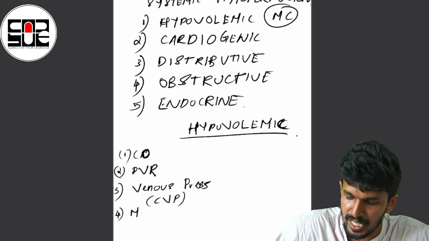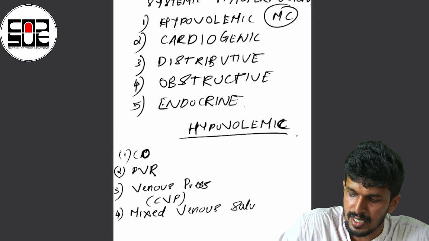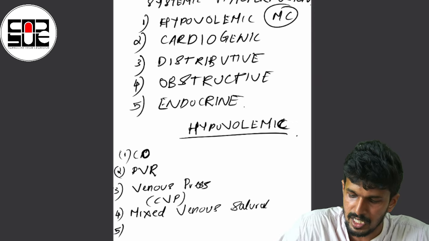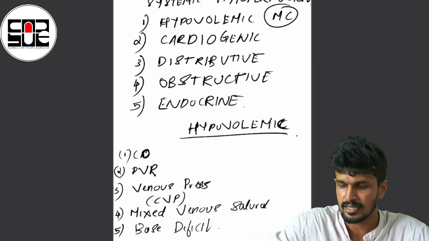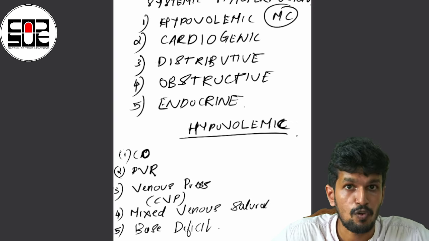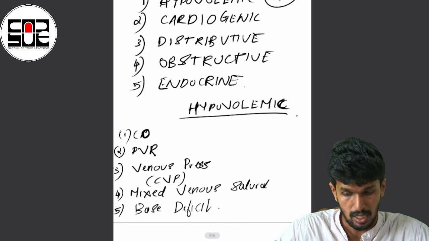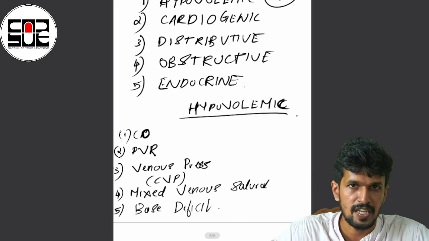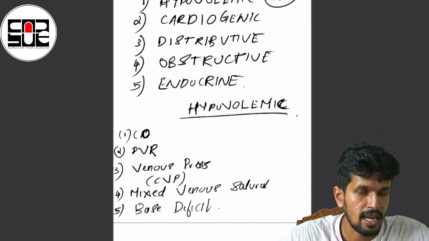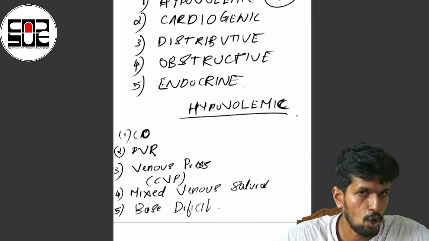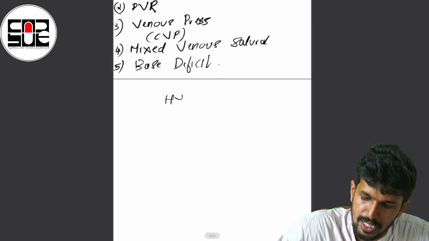Fourth one, mixed venous saturation. That when we discuss, I'll tell you more about it. Then the fifth one is base deficit. These are the 5 characteristics by which we have classified our 4 types of shock, that is hypovolemic, cardiogenic, distributive and obstructive shock. Depending on all these 5 characteristics, we can differentiate all these 4 types. Endocrine, I'll discuss later. I'll tell you why endocrine is not included, because it is a combination of different types of shock.